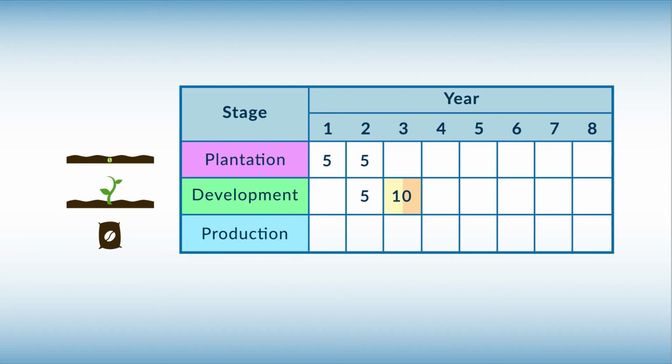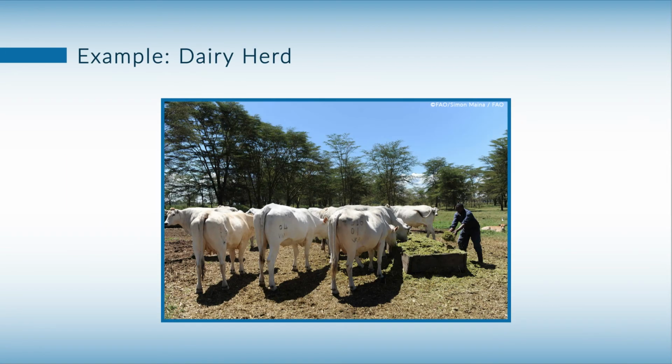In year 4, we will only have 5 hectares in the development block, as the 5 hectares planted in the first year will now have graduated to the full production block. And from 5 years onwards, we will have all 10 hectares in full production. Now let's picture a newly established dairy herd.